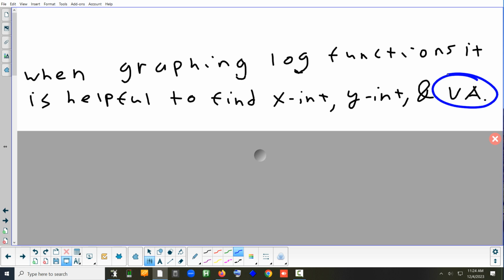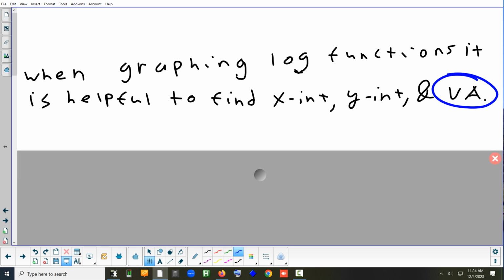So the most important thing that you need when you're sketching a log function is you need the vertical asymptote. Because once you have that, you know that the graph is either going to bend away from it to the right or to the left. Okay, it's going to do one of those two things. Now, let's think about the intercepts. Which characteristic of a log function, the domain or the range, is all real numbers?